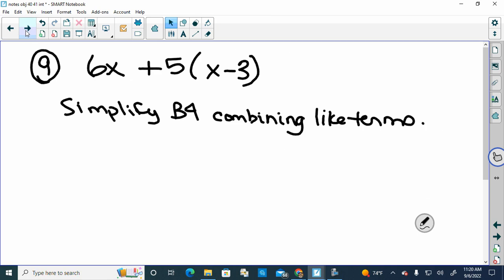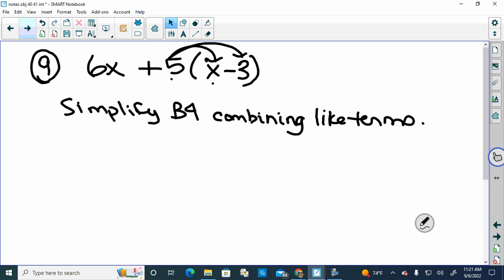Number 9. So 6x plus 5 parentheses x minus 3. We have to write simplify before. Not on that one, on that last one. Okay, so we are simplifying on this one as well. So it's just like having that negative that was out there. A negative times a negative would change it to a positive. Well, now we have a positive, but you've got this that needs to be distributed to both of them. So we have to distribute it to there and to there.